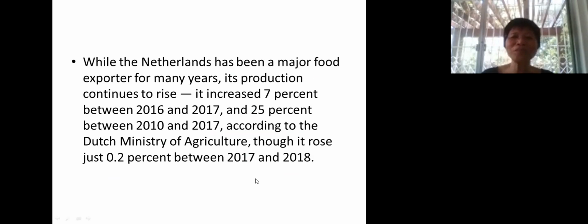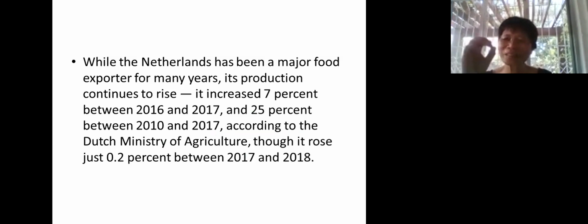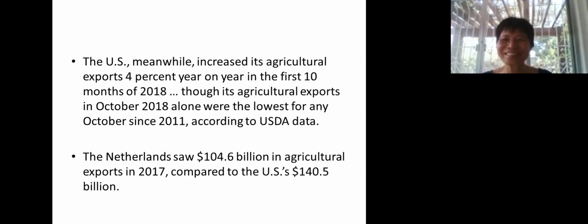But let me show you some statistics. The Netherlands has been a major food exporter for many years. It continues to increase. It increased 7% between 2016 and 2017, and 25% between 2010 and 2017. According to the Ministry of Agriculture, it rose 0.2% between 2017 and 2018. Why is the Netherlands, a small country, producing a lot of food? All right, that is your question.